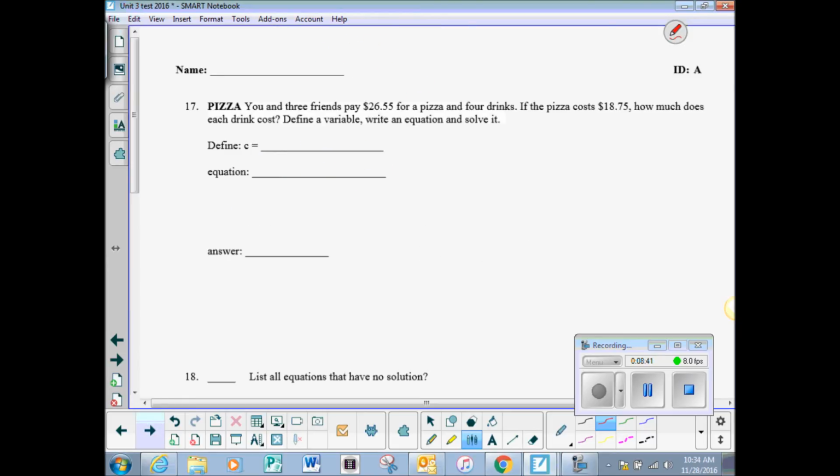Okay, the word problem. I tried to make it really simple. It was just like the practice test. What does C represent? The cost per drink. If you just put cost, you missed a half a point. Okay, that was the easiest point on the test. Define the variable. What's the equation? Well, how much am I paying? I'm paying $18.75 for the pizza. How many drinks am I paying for? You and 3 friends. How many total?